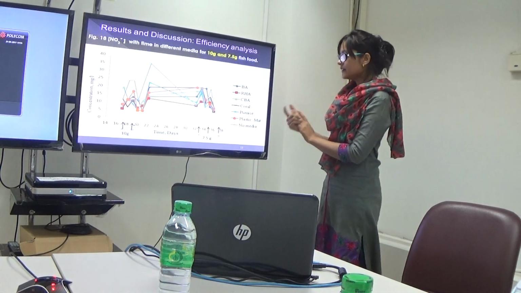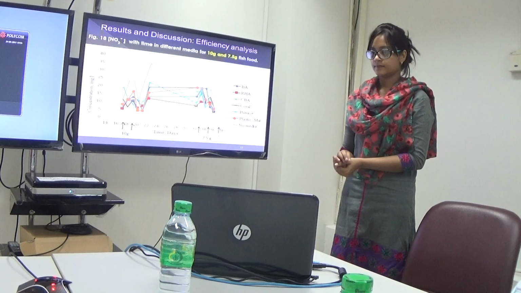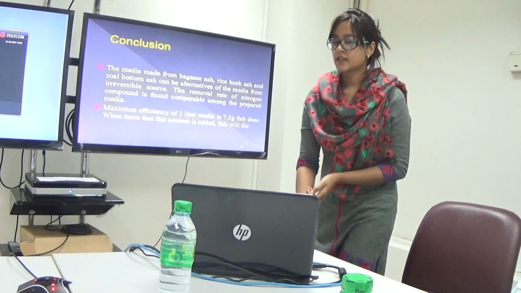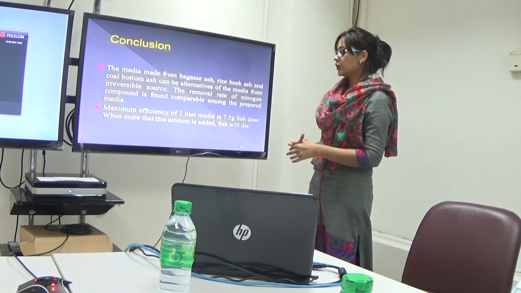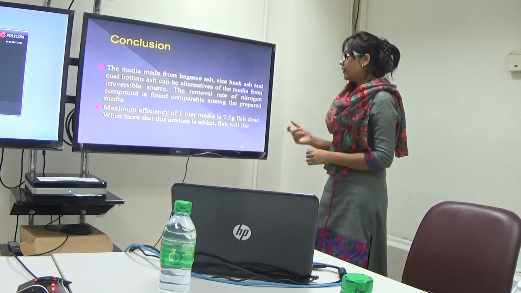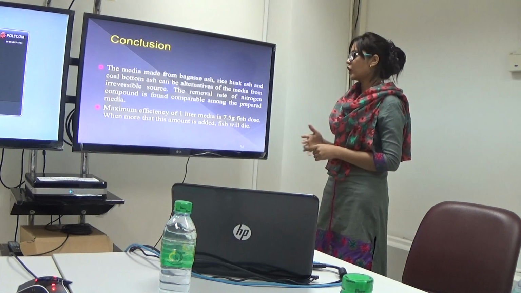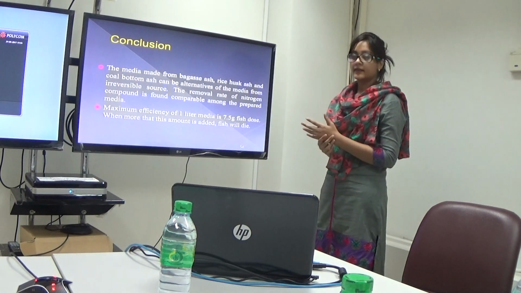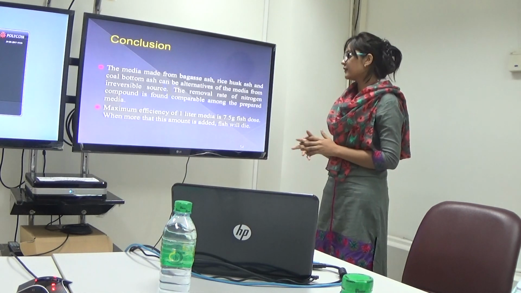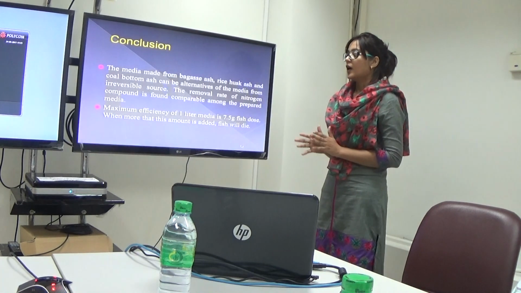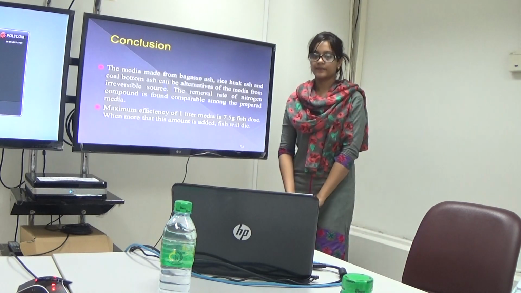This is 10 gram, 7.5 gram. This also showed the safe limit. So in conclusion, we can say that the media made from bagasse ash, rice ash and coal bottom ash can be an alternative media, and the removal rate of nitrogen compounds is found comparable among the prepared media. The maximum efficiency of 1 liter of media is a 7.5 gram fish food dose, and when more than this amount is added, fish will die or it will be unsafe.